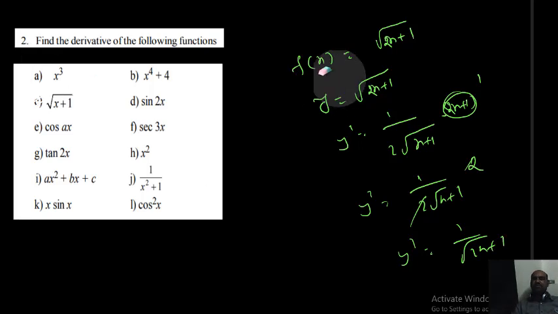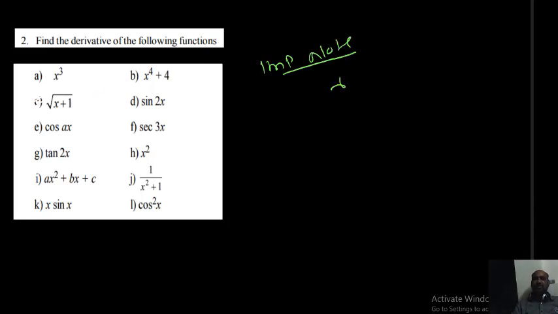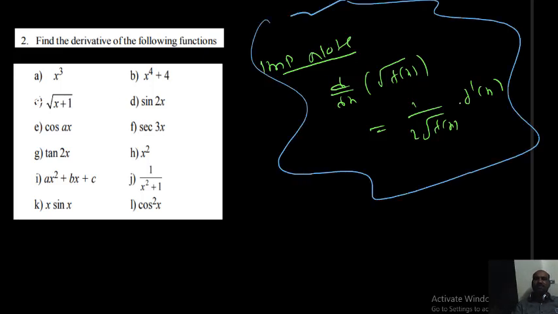Listen students, important. Note: d by dx of root over f of x equals 1 by 2 root f of x into f dash of x. Should remember.